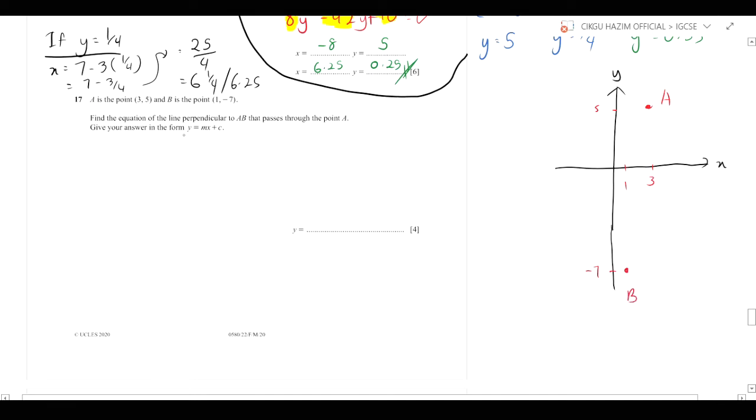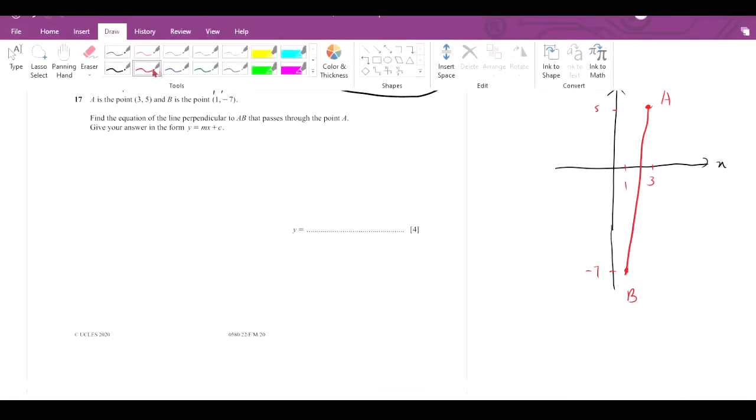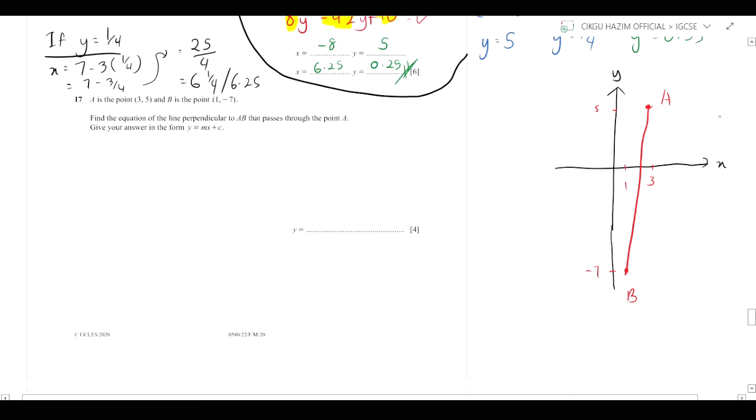So they say to find the equation of the line perpendicular. Perpendicular is 90 degrees. So where is line AB? Line AB is over here. That's line AB. And they say perpendicular to AB that passes through point A. So the line perpendicular here must be this line, and it passes through point A. So this is the line, the blue line here, the equation that they wanted to know.